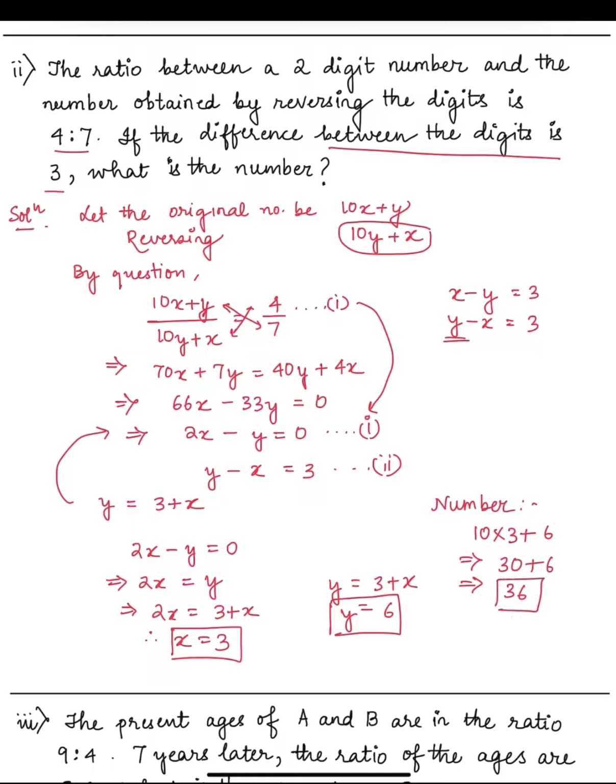Let's check the concepts. If I reverse it, it becomes 63. So now 36 by 63: 9 4s are 36 and 9 7s are 63. So 4 is to 7. The ratio is correct. And if I do the difference, 6 minus 3 is 3. So this is my final answer, which is the correct answer.